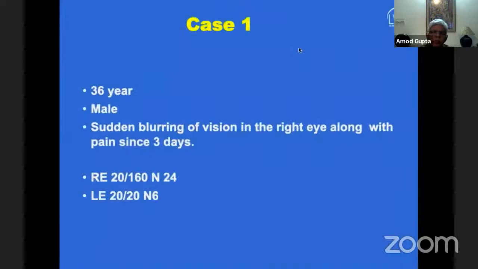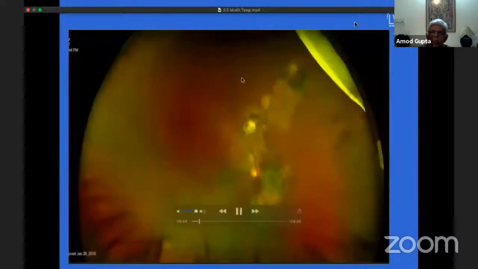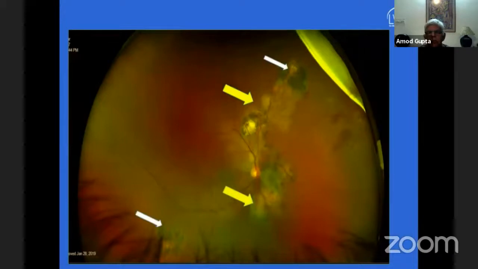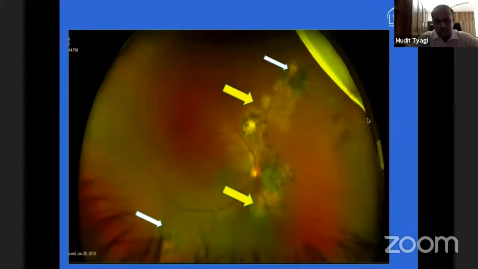My first case is that of a 36-year-old male patient who came to our clinic with a sudden blurring in vision in the right eye since the last 3 days. At the time of presentation, his visual acuity was 20/160 in the right eye and 20/20 in the left eye. And what we saw was a presence of these choroiditis lesions over here. Along with that, there were granuloma superiorly as well as inferiorly. And you can see the subvascular pigmentation superiorly and along the inferior temporal aspect, and also some of the subvascular pigmentation and some patches in the periphery.